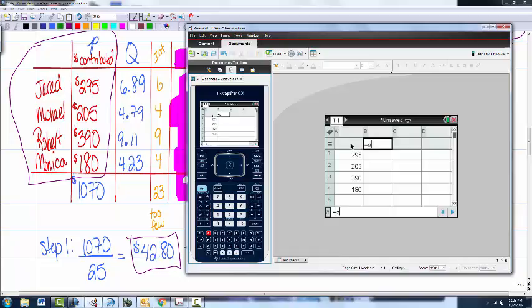Guess what A is? A is the A list. And I want to divide the A list by 42.80. Press enter. Boom. See, that's the one that's wrong.